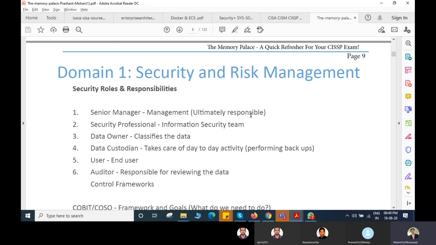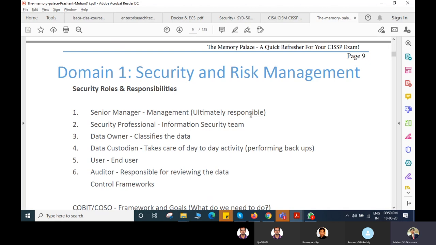And the data custodian takes care of the day-to-day activities, performing backups. So you are the IT person, so you are the data custodian. You are responsible for taking the backup day by day, and you are responsible for destroying the data. End users are going to access the resources of the company. Auditors are responsible for reviewing the data and control frameworks. So these are some of the security roles and responsibilities you need to take care of, right?